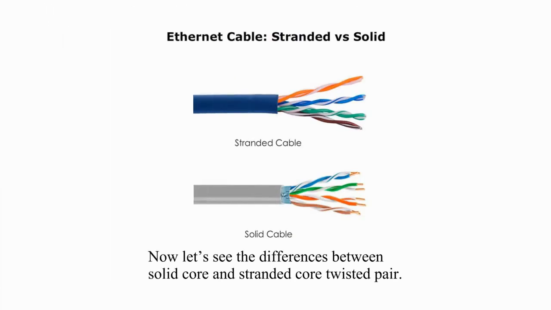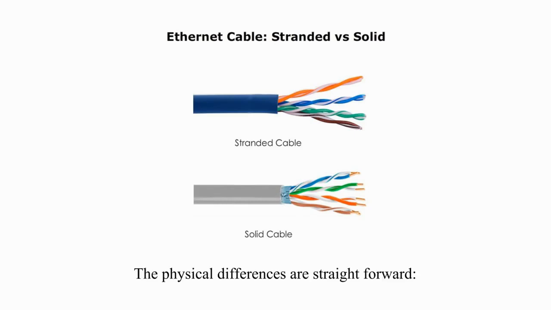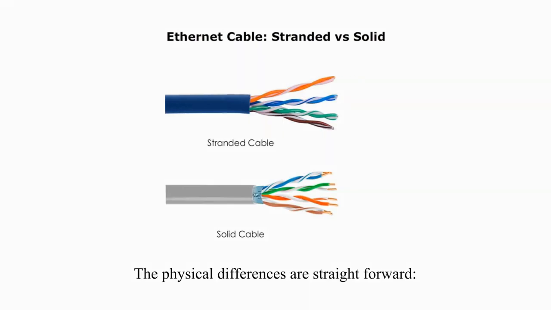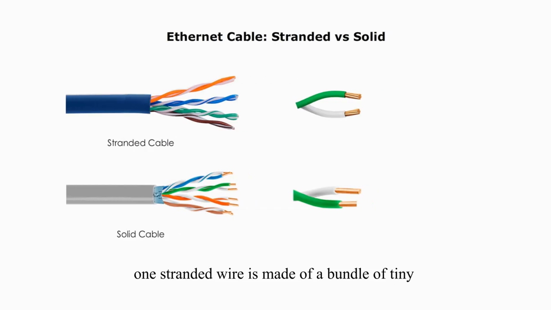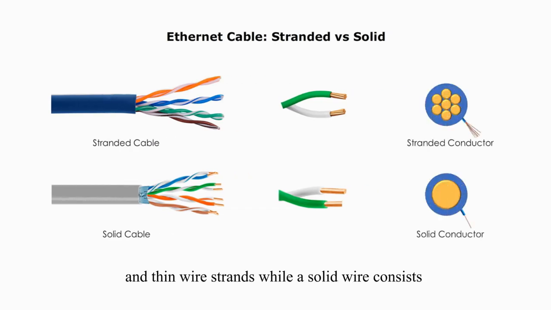Now let's see the differences between the solid core twisted pair and the stranded core twisted pair. The physical differences are straightforward. One stranded wire is made of a bundle of tiny and thin wire strands, while a solid wire consists of one solid and much thicker metal conductor.